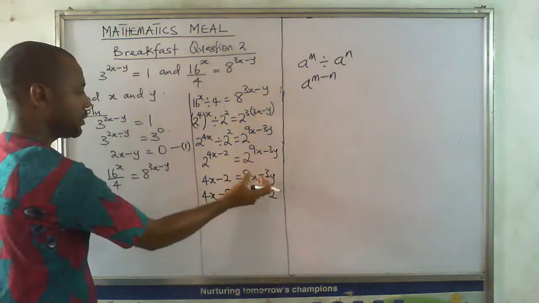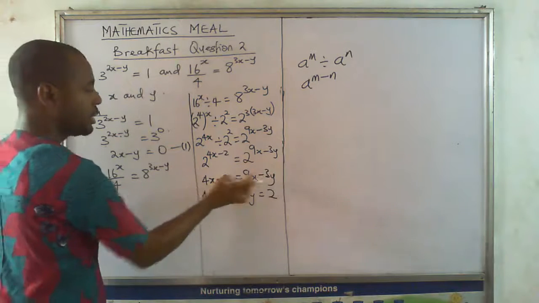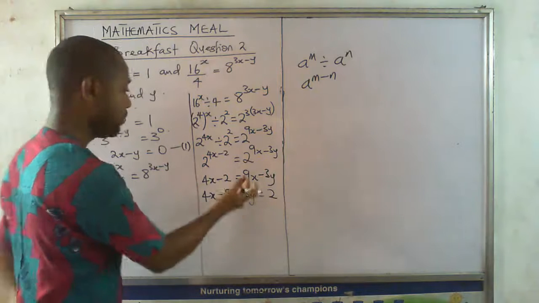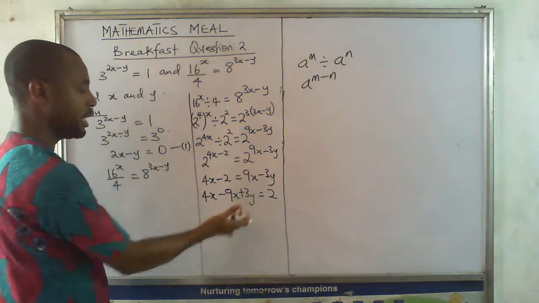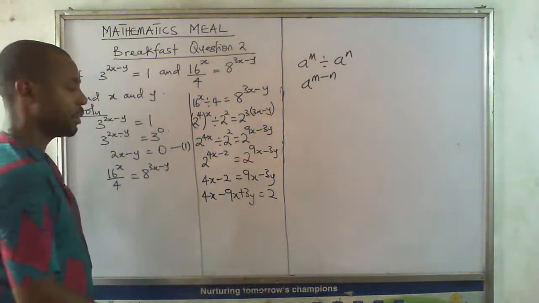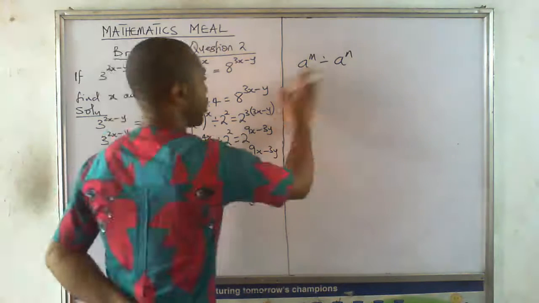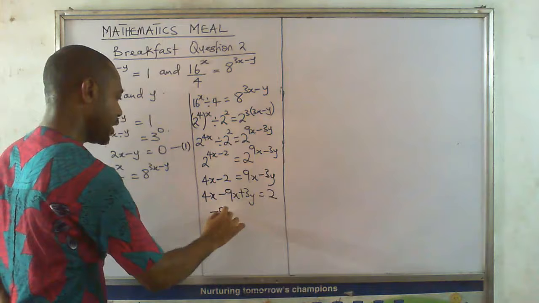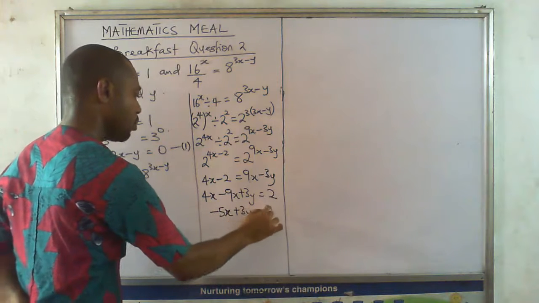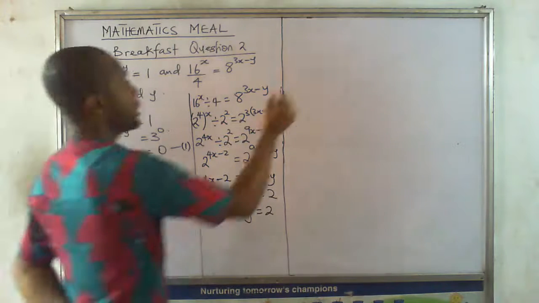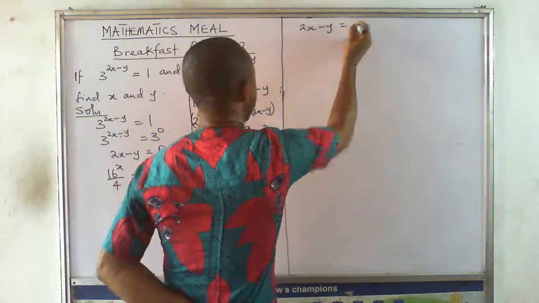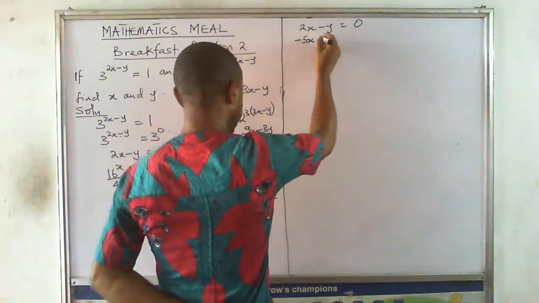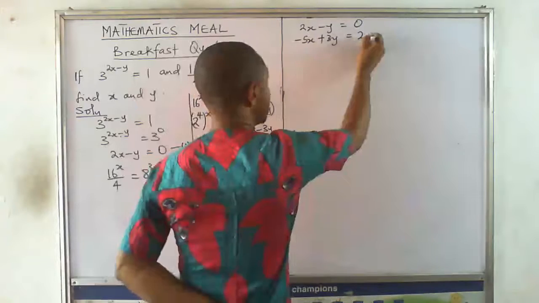I brought all the terms that have letters here, while this ordinary number, I took to the other side. The sign is negative, moving here becomes positive. Now 9x moving here is minus 9x, then minus 3y coming over here becomes plus 3y. So we have now 4x minus 9x, this is minus 5x plus 3y equals 2. So we have two equations now. One is 2x minus y is equal to 0. The other one is minus 5x plus 3y is equal to 2.